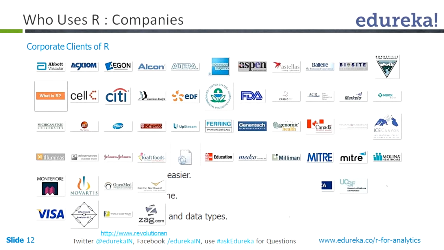Another slide about the companies that are using it. Visa is using it, and various other companies. The FDA is using it, Citi is using it, Pfizer is using it, New Sigma is using it. So these are the corporate clients of R.